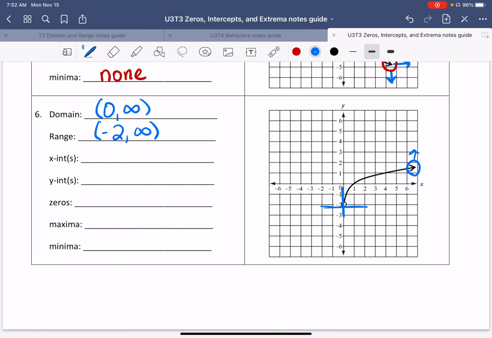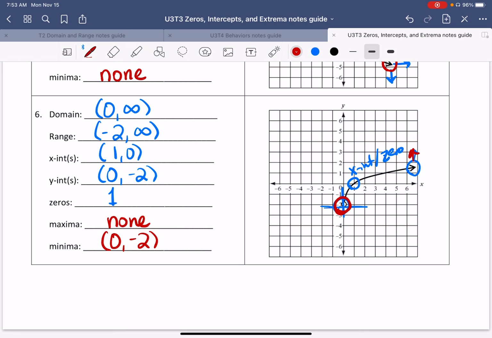X-intercept, it crosses the x-axis at 1. So that's our x-intercept, and it's our 0. So x-intercept's 1, 0. 0, the function is just 1. Y-intercept is right here at that -2. So 0, -2. Maxima, because it keeps going up, there's no single highest point, so none. Minima, it's our lowest point right there at 0, -2.